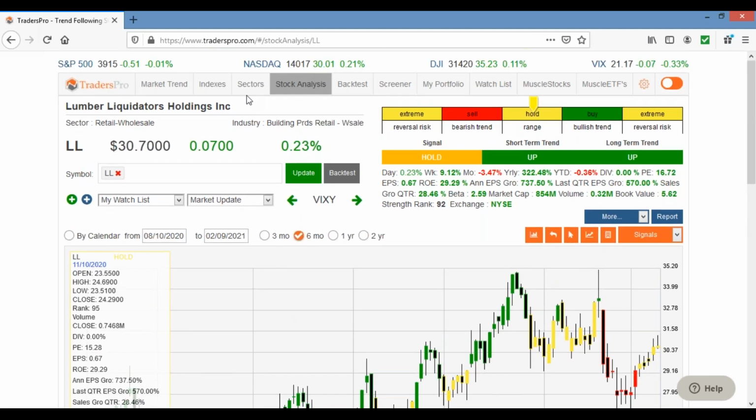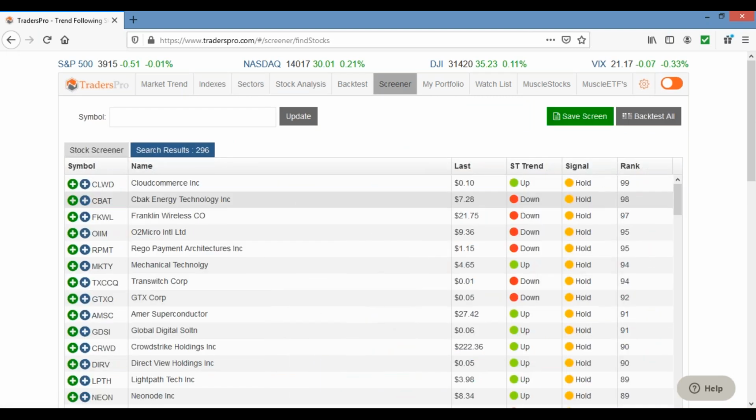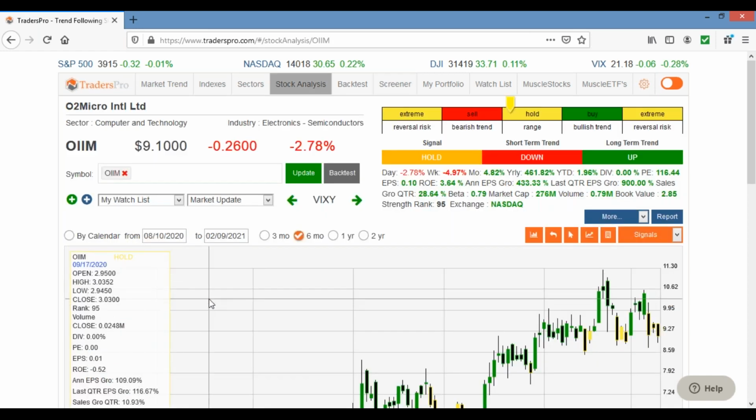Let's go to computer and technology. And I liked this OIIM, O2 Micro. Had a 95 strength rank. That's another thing too, that we probably need a little bit of a pullback, as it's hard to find stocks in that 98 strength rank. And that's because most of them have gone to buy signals, and so they're in the buy range. We saw that when we looked at the buy-sell ratios, how wide that was. There's a lot of stocks that are in that buy range.